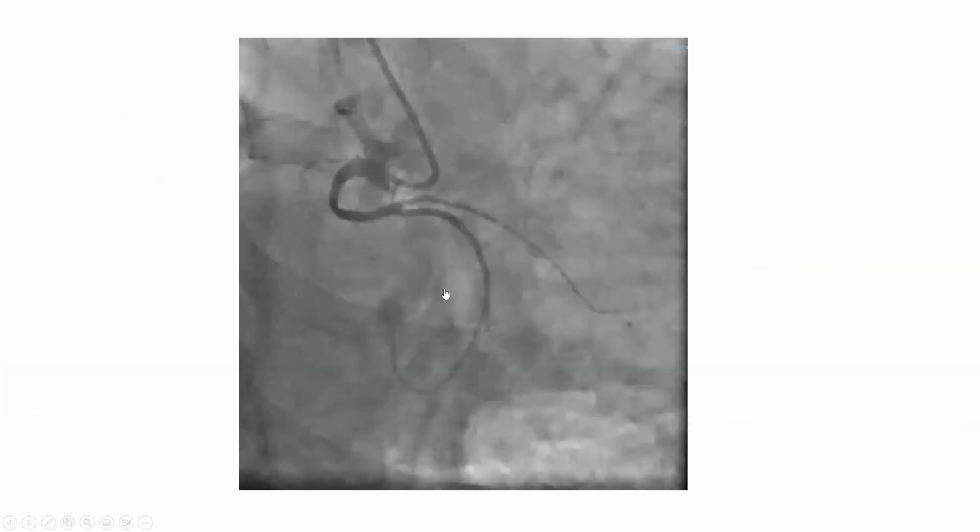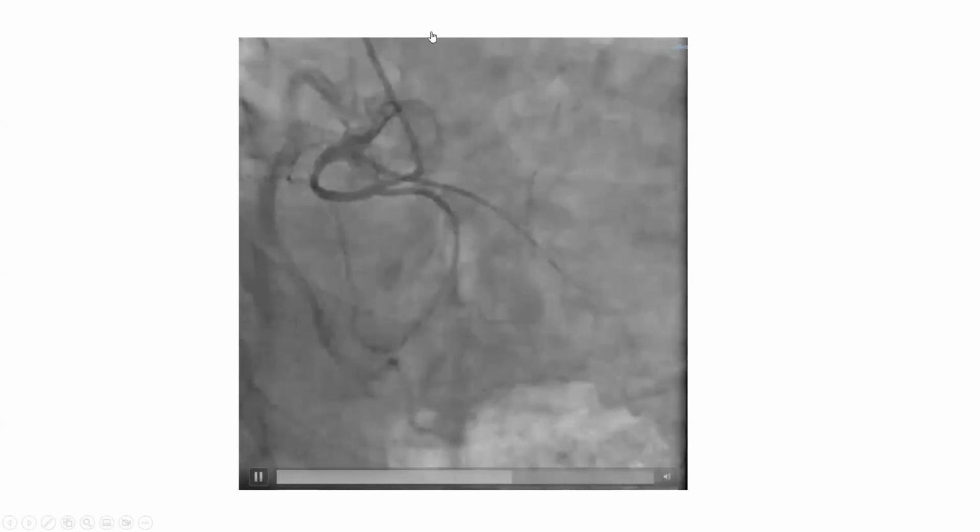But more importantly, the left circumflex is always posterior. So your immediate answer in this case could be to do an RAO view to figure it out, but the better answer is we don't even need an RAO view. Left circumflex is 99.99% posterior course. It's an inferior takeoff and posterior course. I proved it to you here with an RAO view.